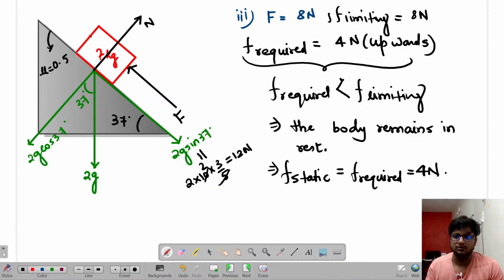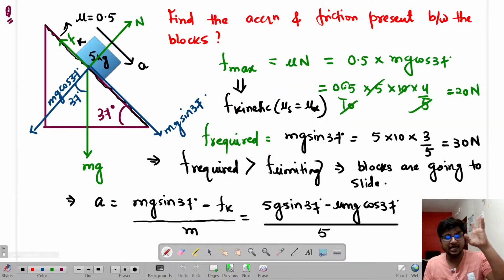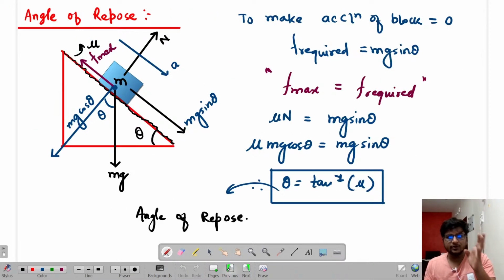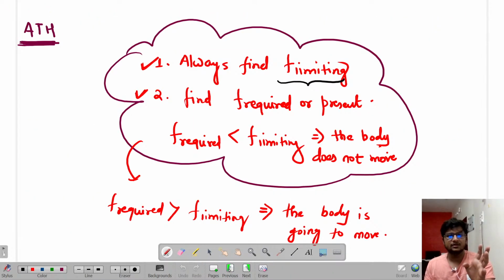I want yes or no. Yes, yes. Can you understand the method fully or not? See, I'm telling you one and only one concept. Look into F limiting and look into F required. You have to remember this particular slide: always find F limiting, and second thing is find F required, the required frictional force to stop the body.